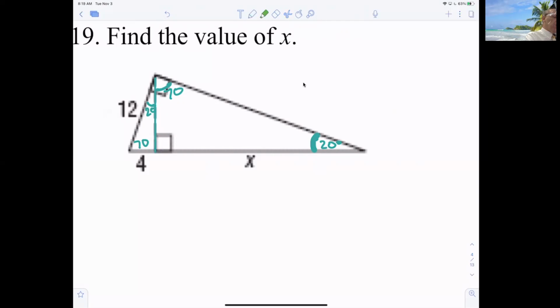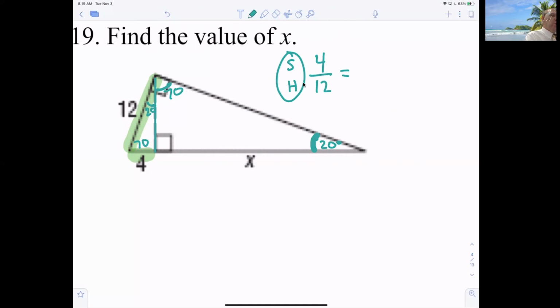4 is called a short leg. 12 is called a what? Hypotenuse. So I have 4 over 12, and this again is the short leg to the hypotenuse. Now, if I'm going to write a proportion, I need a short leg and a hypotenuse. There's a short leg and a long leg. Does everybody agree with that?